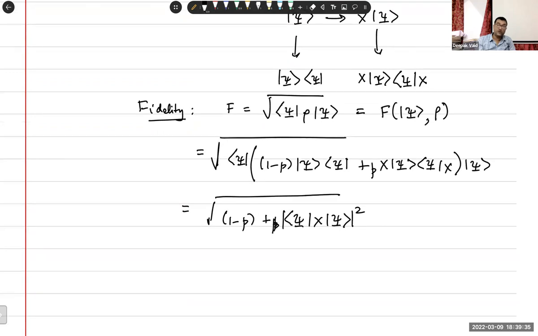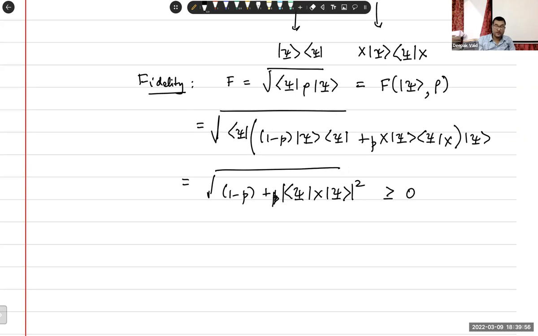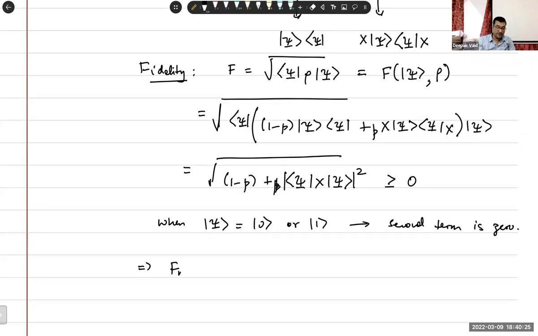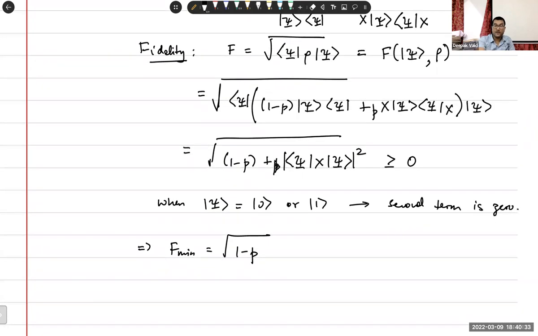Now, both of these terms are positive definite. So this fidelity is always greater than or equal to zero. The second term is also non-negative. When is the second term zero? When psi is equal to either zero or one, the second term goes to zero. So the minimum value it can have is zero. So the minimum value of the fidelity is root of 1 minus p. This is the minimum value of the fidelity in this particular case.